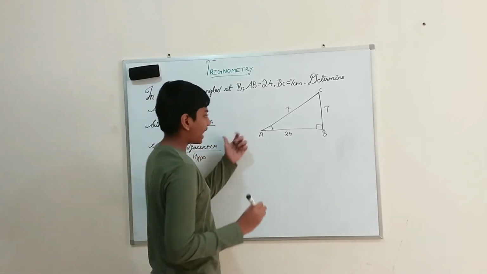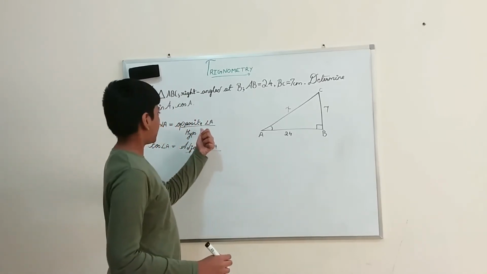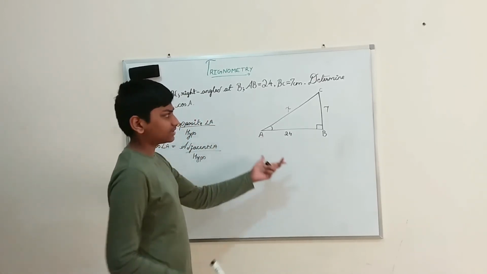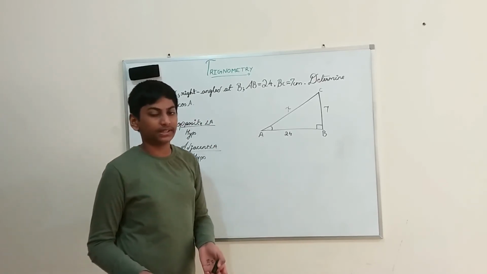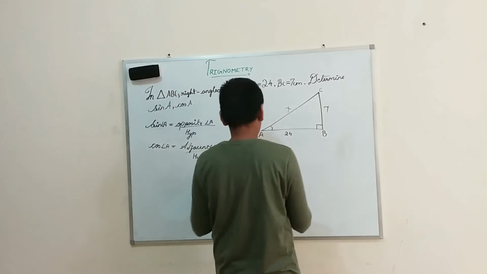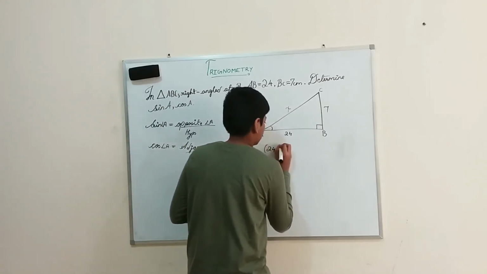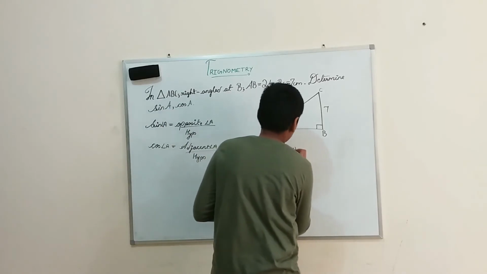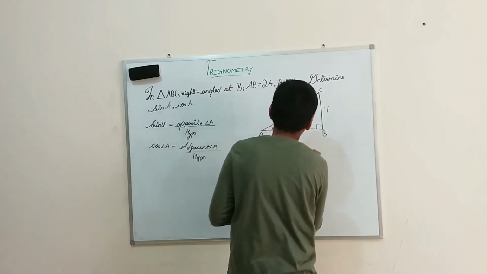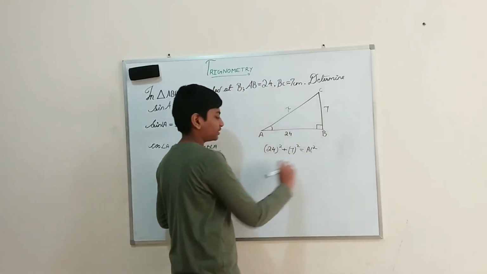Okay, so here we have a formula, and here is the diagram. What is important is that opposite is over there and adjacent is also there, but hypotenuse is missing, right? So let's find the hypotenuse. Let's use the Pythagoras theorem. So 24 square plus 7 square equal to AC square, right? This is the Pythagoras theorem.